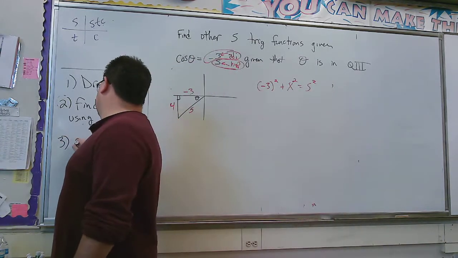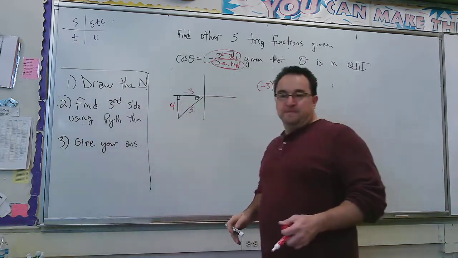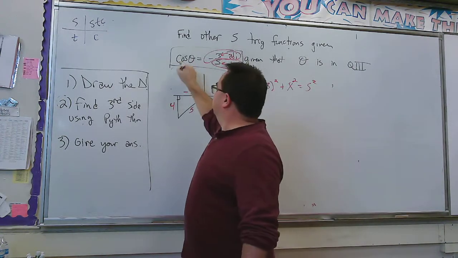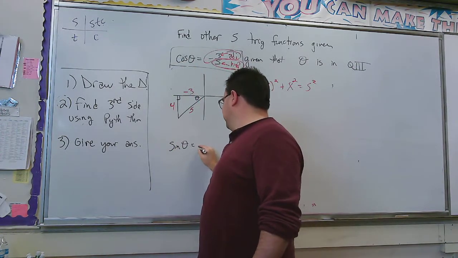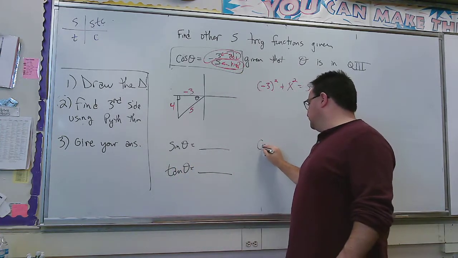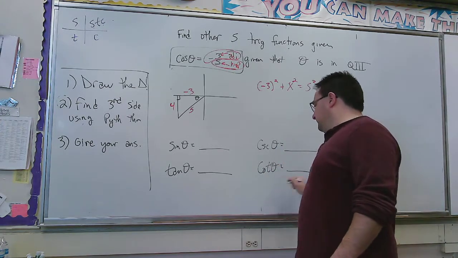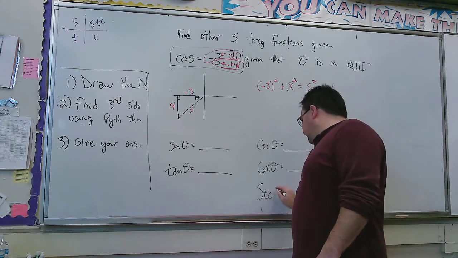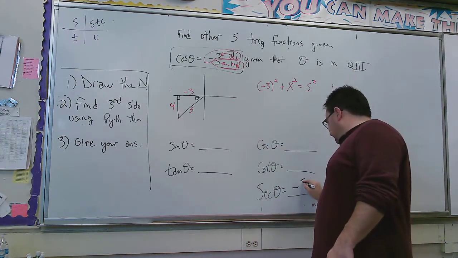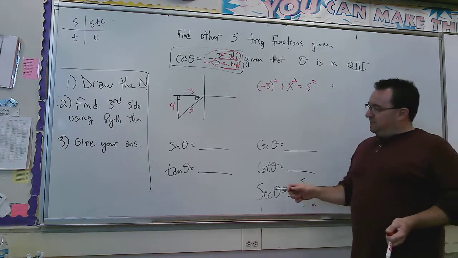3, give your answers. So what is the question? All right, so see how it told me that cosine, so I got to find sine, tangent, cosecant will be easy because it's the reciprocal of this. Cotangent will be easy because it'll be just the reciprocal of that. And secant is like a freebie because secant is the reciprocal of the given, right? I didn't even got to think about that one. But the other two, I got to look at my picture.